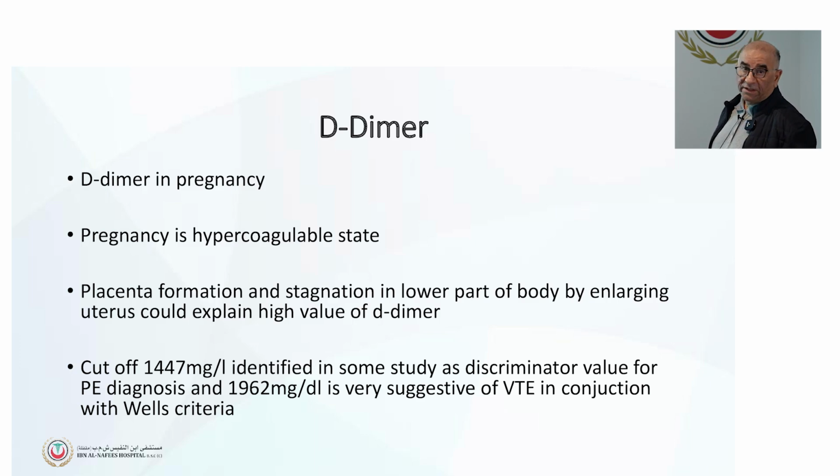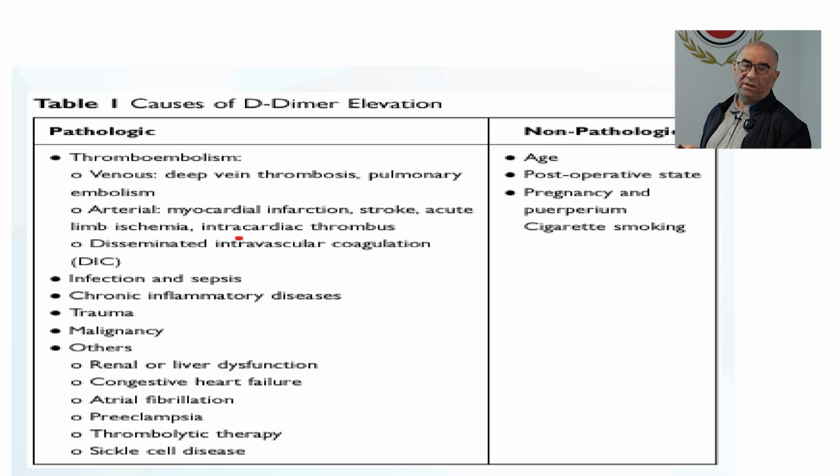So this is for pregnancy. So maybe 2,000 with the presence of Wells criteria. Always, when you diagnose PE, it has to be with prior probability. And this is just a list of causes of D-dimer elevation. Thromboembolism is the one which we are using it for, and also age, even cigarette smoking. Cigarette smoking is associated with endothelial injury, so it also can increase the D-dimer, but there's no data about its normal level or cutoff value in cigarette smoking.